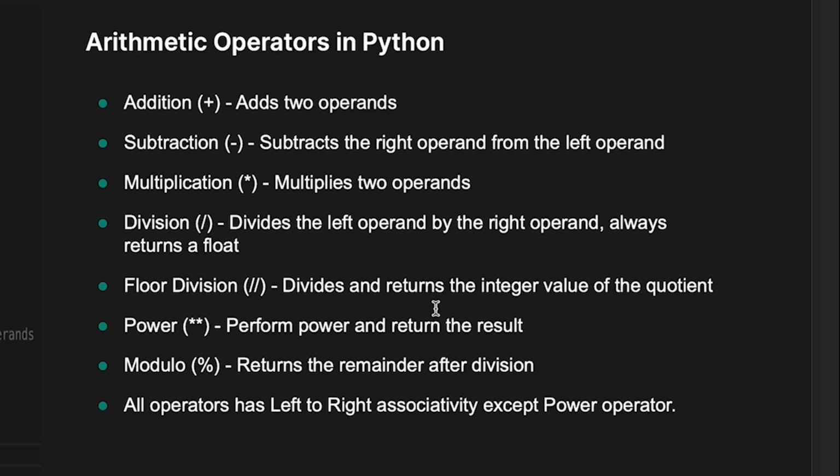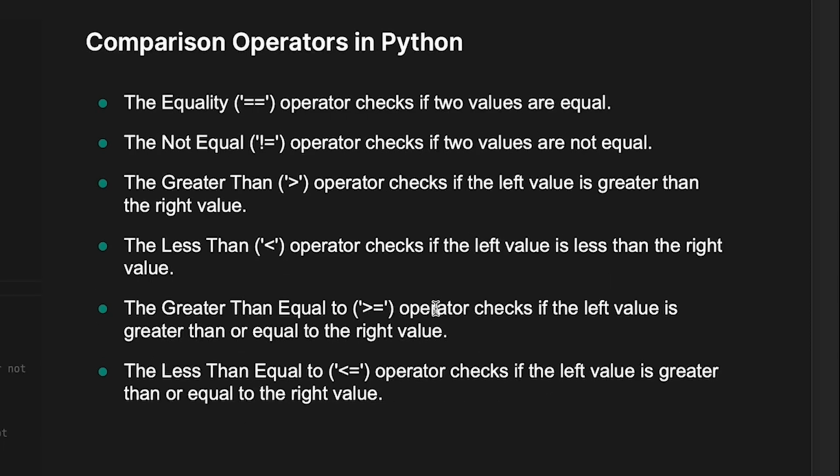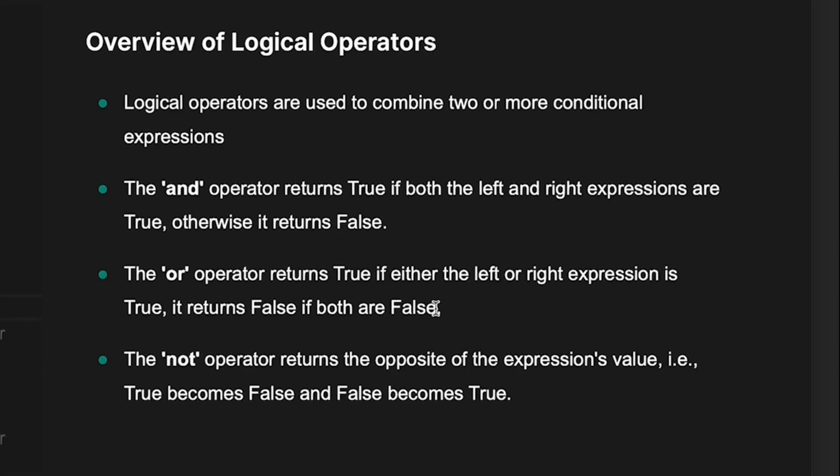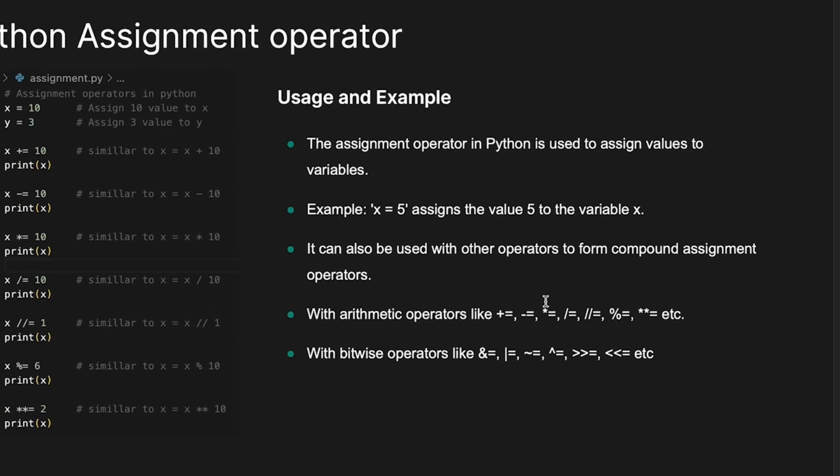operator. We learned six comparison operators: equality, not equal, greater than, less than, greater than or equal to, and less than or equal to. Apart from that, we learned about the logical operators also. There are three logical operators: and, or, and not. So in this session, we learn about the assignment operator.